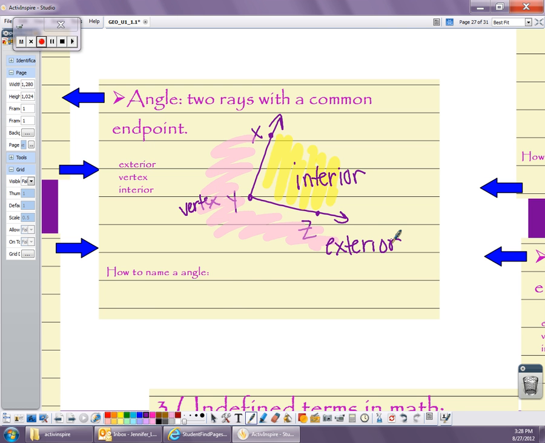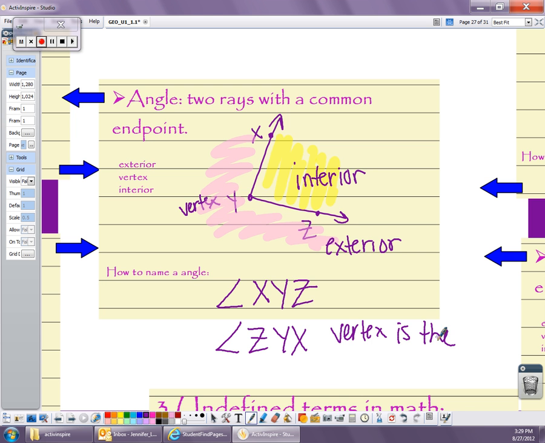When I name an angle, I would name this angle XYZ, or angle ZYX. No matter what, your vertex is the middle letter. All right? That's everything I need you to know as you come into the door on Tuesday.